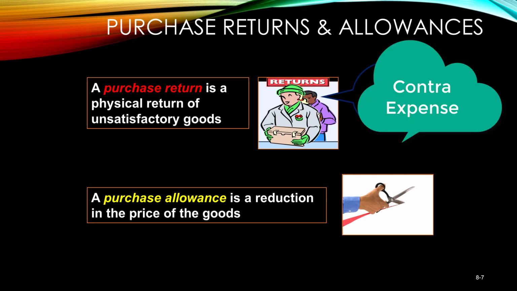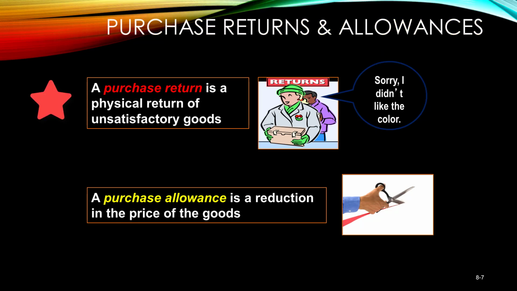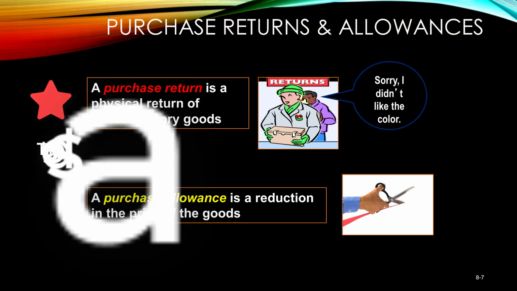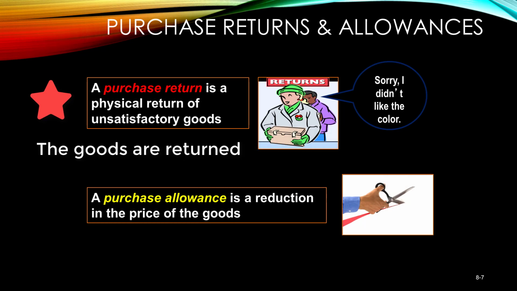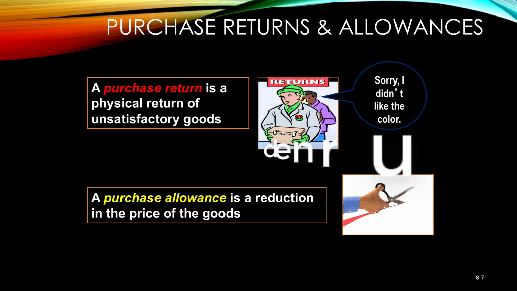Sometimes we may not be satisfied with the goods we purchased. From the buyer's standpoint, when merchandise is returned, we credit the contra account called purchase returns and allowances. Although this account is used to track both returns and allowances, they are a little bit different. A purchase return is a physical return of the unsatisfactory goods. Perhaps you didn't like the color or the quality wasn't up to your standard, but you physically returned the good.